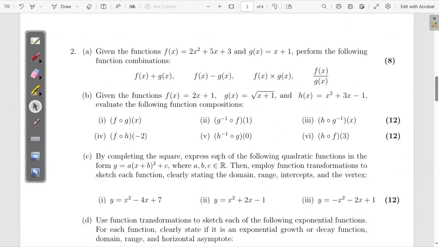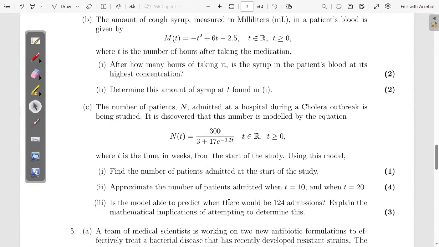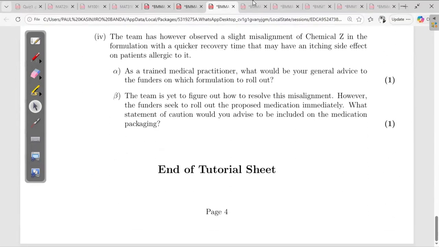Okay, all those questions have actually been solved, including how to find the composite here. All these things we've solved. The videos are available for you at any particular time. Okay, so that was tutorial sheet 3.